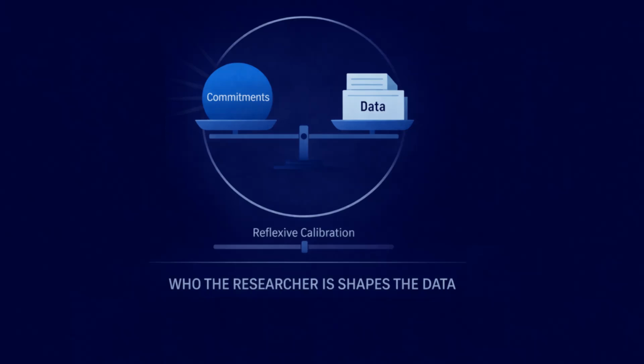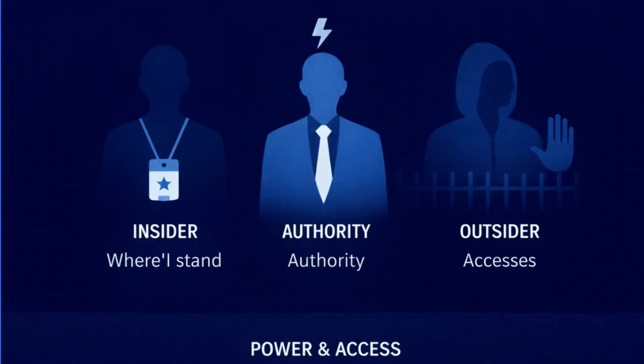Similarly, strong commitments regarding educational reform may heighten attention to certain themes. Reflexive calibration involves examining how such commitments influence analytic emphasis and ensuring that interpretations remain grounded in data. Power and access are also part of instrument functioning. Perceived authority, insider status, or outsider status can shape what participants choose to disclose. Awareness of these dynamics supports thoughtful interaction and interpretation.